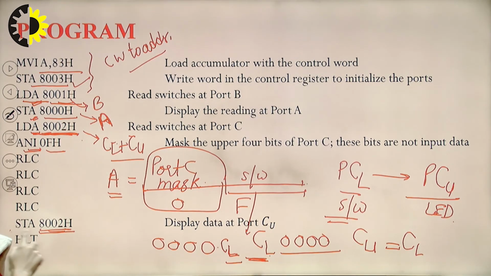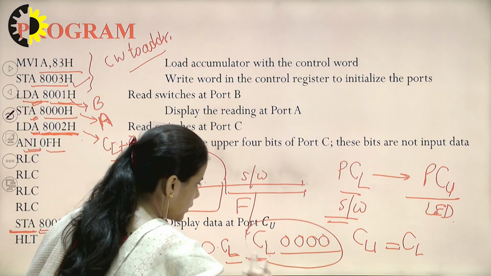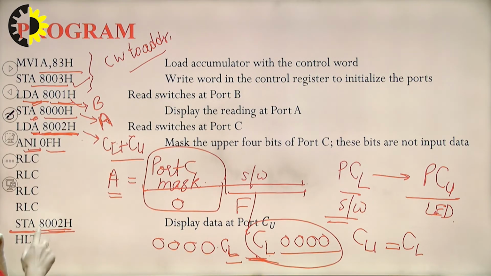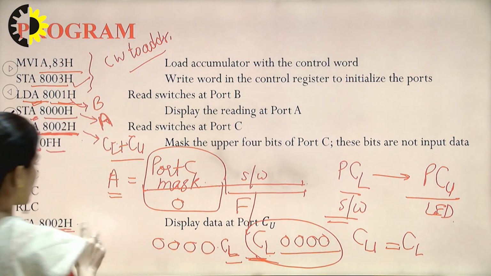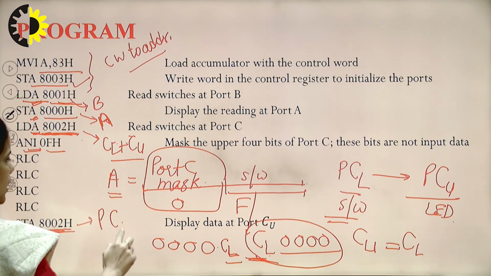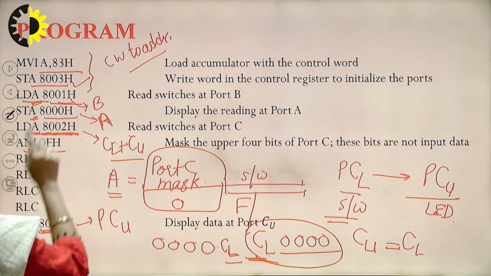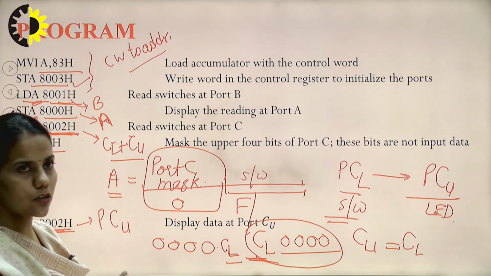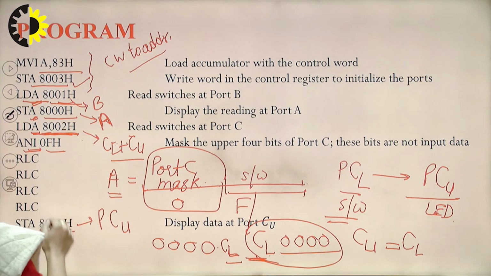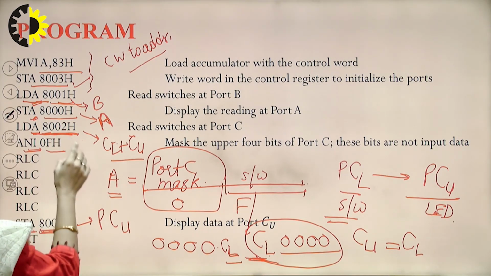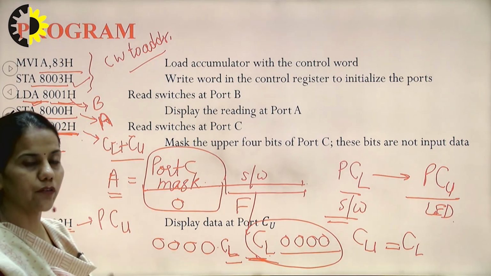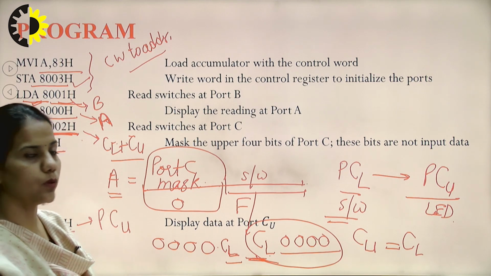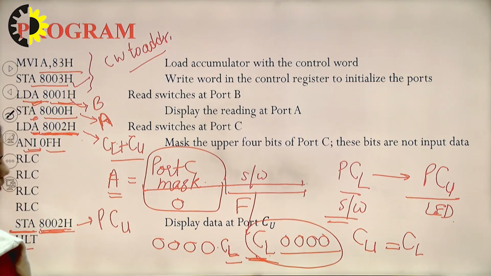Using this instruction, we will store the data available in the accumulator. At this point the data stored in the accumulator is this. So we will store it at this address, which corresponds to port C upper. So in this way port C upper will be reflecting the status of switches connected at port C lower, and port A will be reflecting the status of the switches connected at port B. So HLT will end our program.